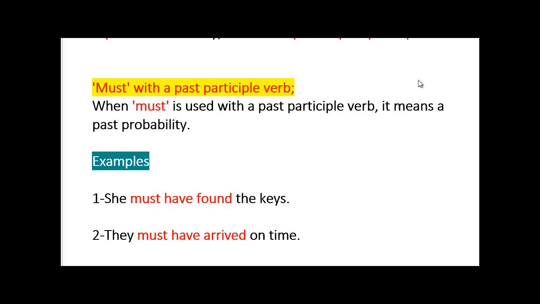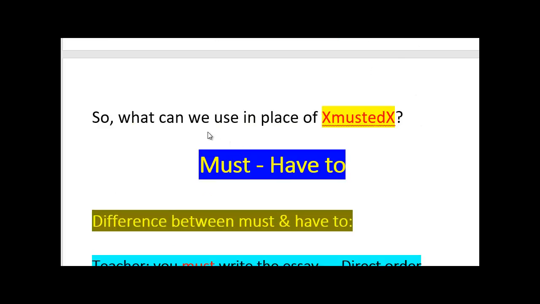The meaning is probability. Is that clear? Now we said that we can't use must in the past. We can't say musted. So what can you use instead? Instead we use had to in the past. So must and have to in the present, and we don't have something called musted, so we use had to.